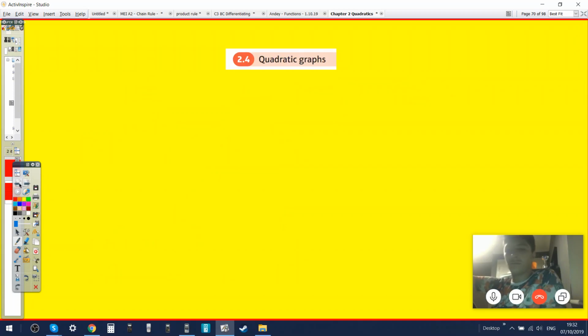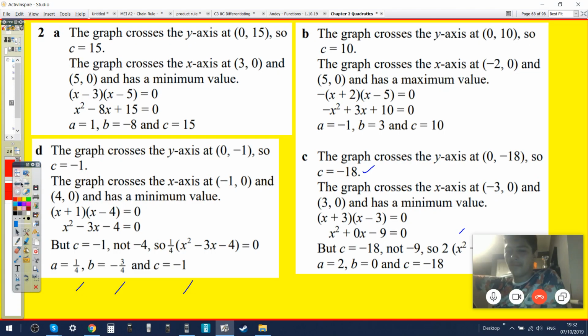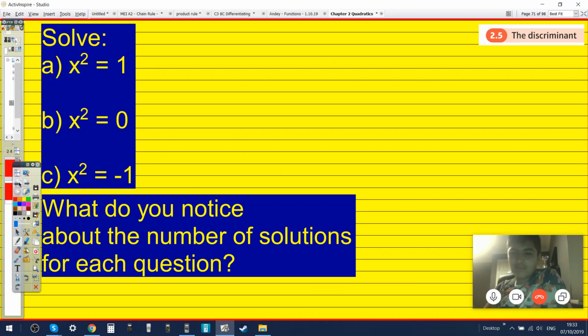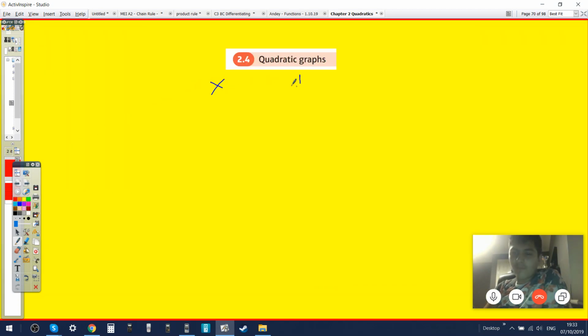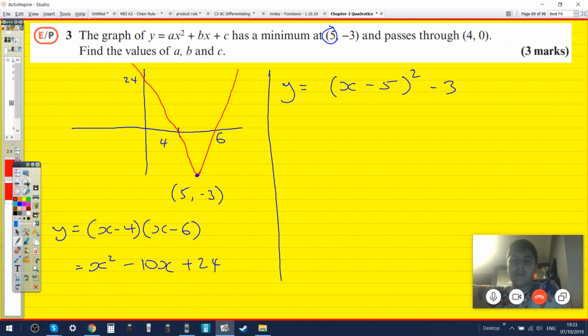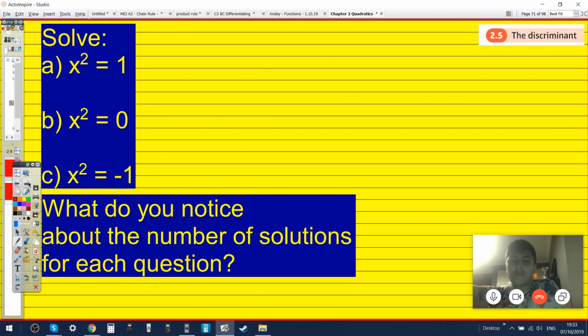Why did they make my life difficult right in the very last one? There were no similar questions. I'm leaving that one. Okay, quadratic graphs. What do you think? Maybe like in between half and a tick. Yeah, so they're all similar to this type, working backwards. But anyway, okay, solve these.